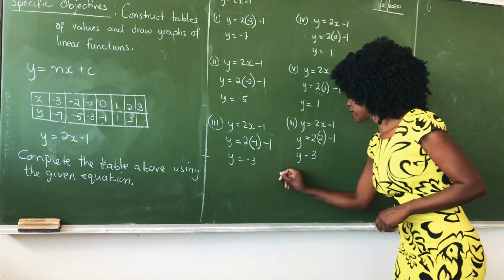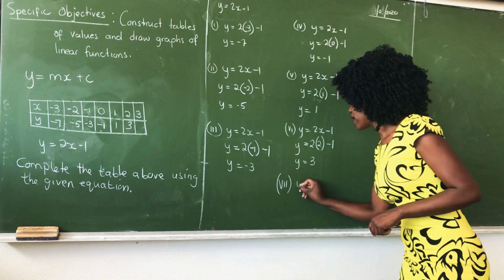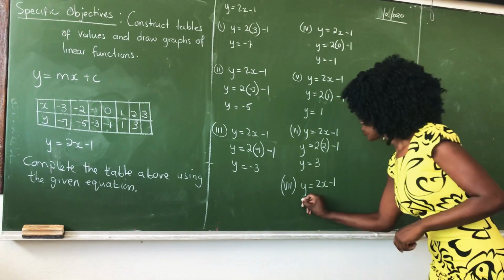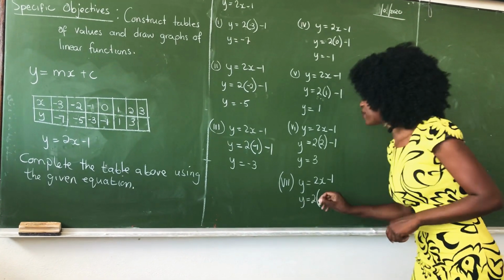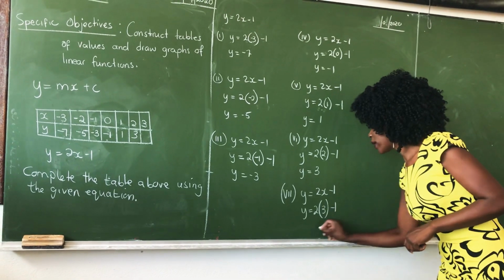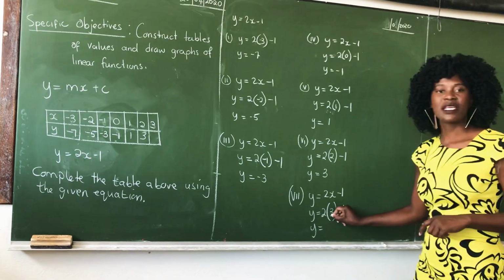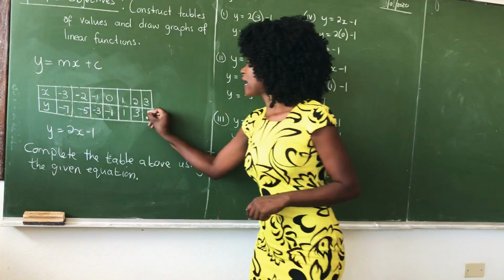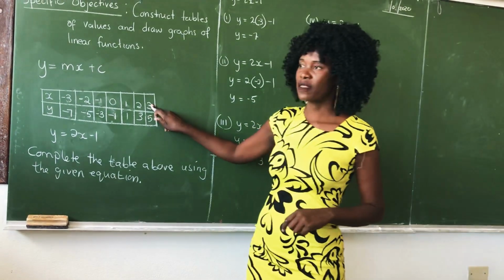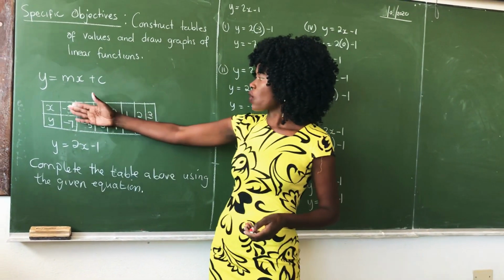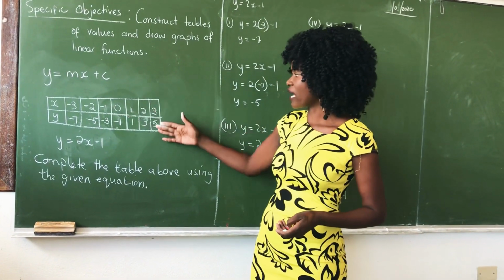And the last one there, we have y again, the same equation, 2x minus 1. So y equals 2 times x. Our x is now +3, minus 1. So 2 times 3 is 6, and 6 minus 1 is +5. So in other words, when x is +3, y is +5. So these are the coordinates that we have calculated here.